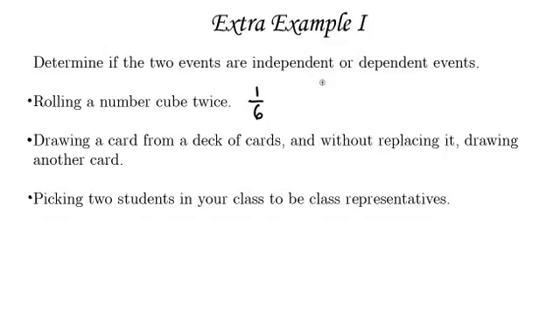Then for my second roll, what's the probability of picking a 5, or picking any number? It's also 1 over 6. Do the number of sides change? No. Still the same. So my first roll and my second roll don't affect each other. They have nothing to do with each other. So in this case, this would be independent.